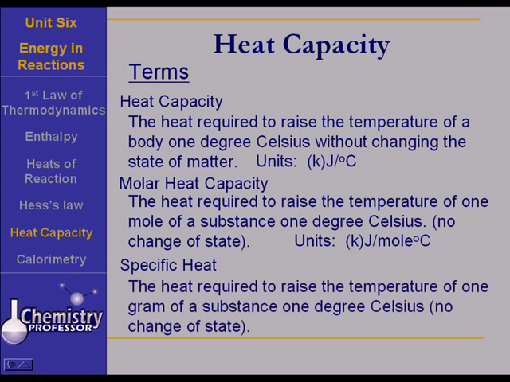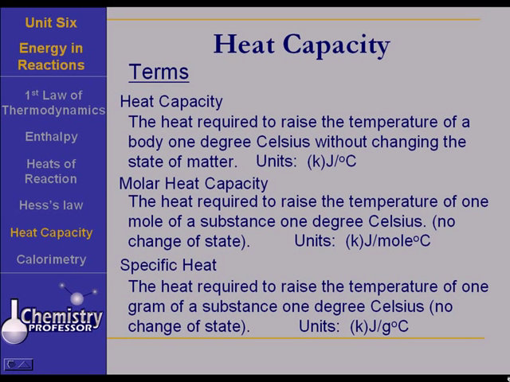The specific heat is the heat required to raise the temperature of 1 gram of a substance. Specific heat is specifically the heat for 1 gram. Got it? The heat required to raise the temperature of a gram of a substance 1 degree Celsius without changing its state. So logically then, the units are going to be joules or kilojoules per gram degree Celsius.